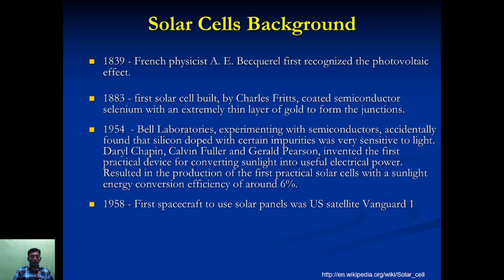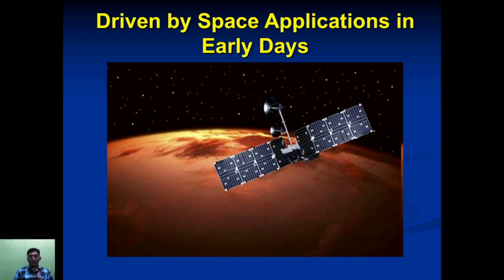After four years, in 1958, the first spacecraft to use solar panels was the US satellite Vanguard 1. This is the first satellite with solar panels. In early days these satellites with solar panels were launched, and they were used very effectively in power generation also.